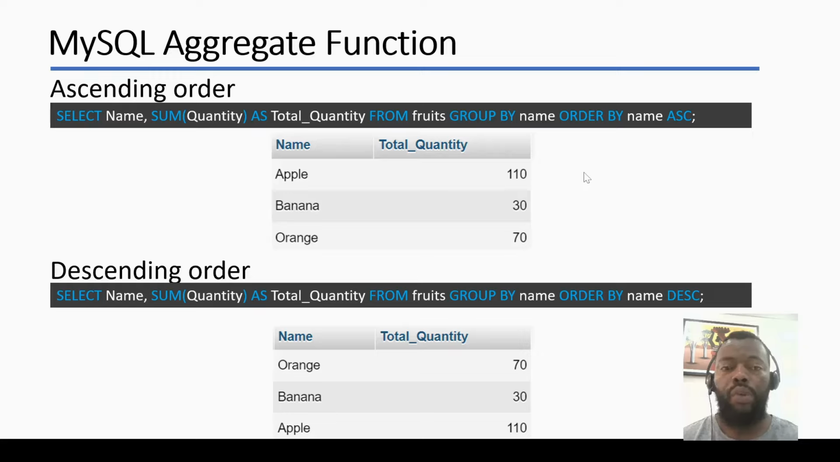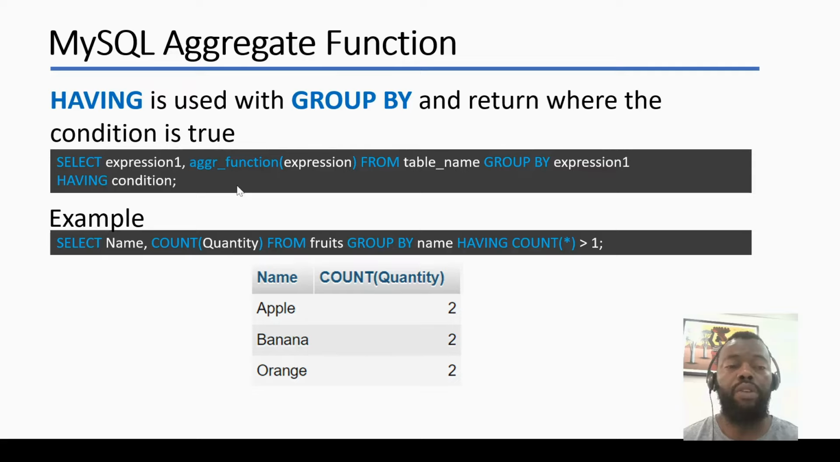And also we can order in ascending order. Here we have this example where we need to order data in ascending order, and we can see here apple, banana, orange. Here we have an example where we order in descending order. So here we have orange, banana, and apple. In our expression, we can include the HAVING condition. So we can see this example here where we have HAVING COUNT more than 1. So here we will only return a summary of data where the value is more than 1.